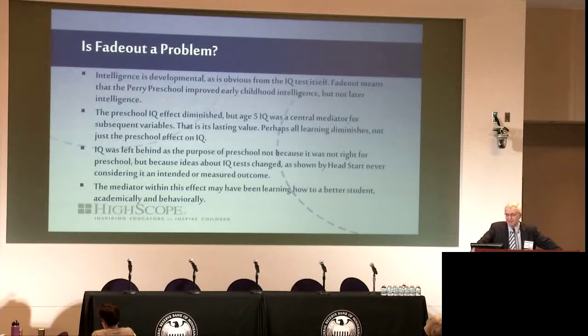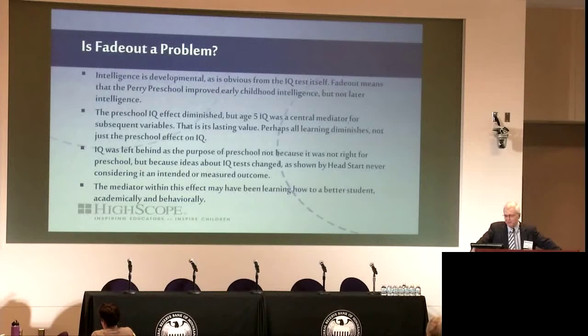But the preschool effect was still a central mediator for all the subsequent variables, and so therefore it has lasting value. It doesn't have to persist in order to have lasting value. It has to be a mediator. And also, I wanted to say generally, maybe all learning diminishes. There's no fade out of just an IQ. There's a fade out of everything. Think of your own learning. You remember what you use. You don't remember everything else. So let's think about that some more.